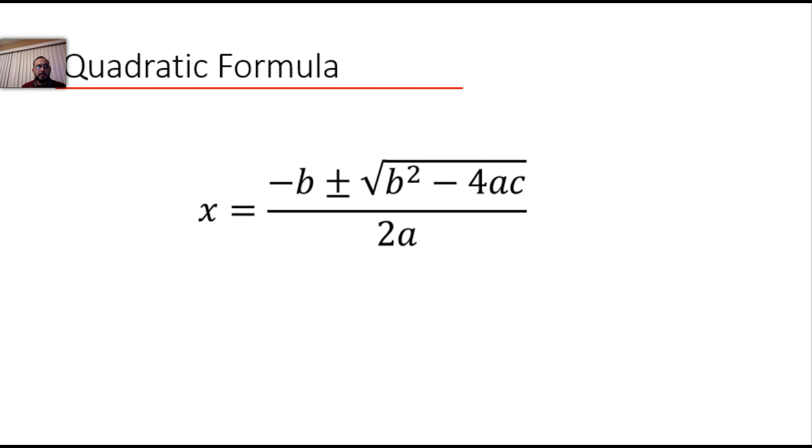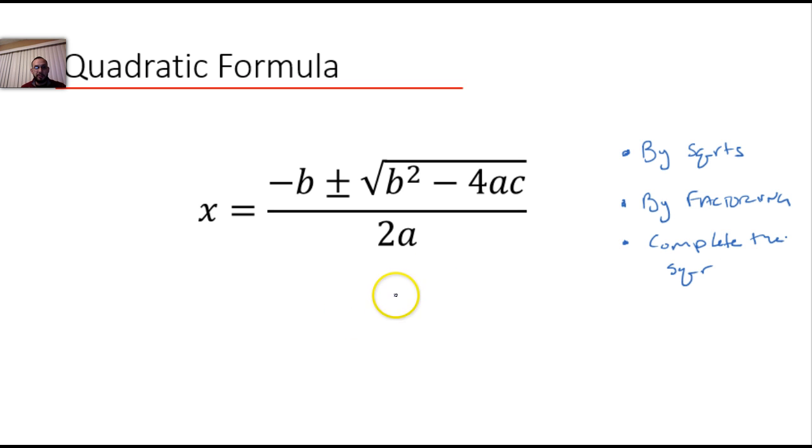Now for the quadratic formula, we've studied 3 other ways for solving roots or solving zeros. The first method that we covered was solving by square roots. The second method we covered was by factoring. The third method we covered was by completing the square. And then this fourth method is the quadratic formula.